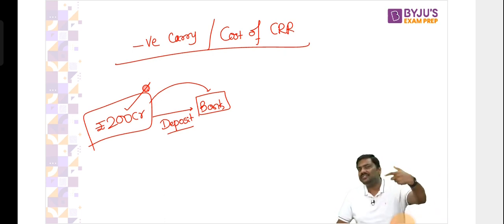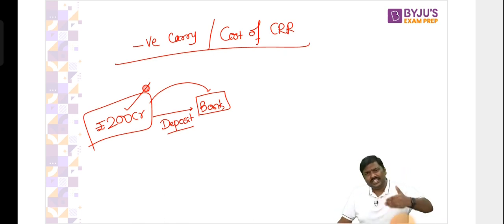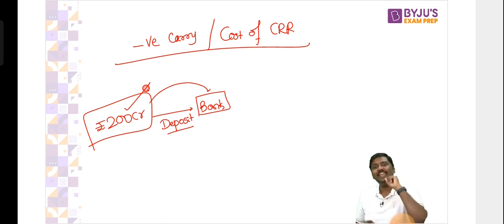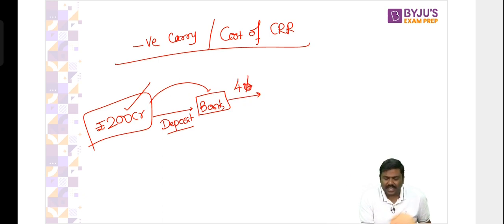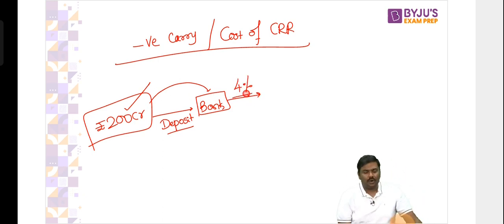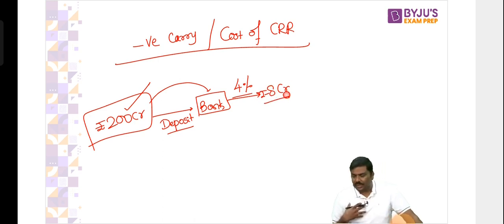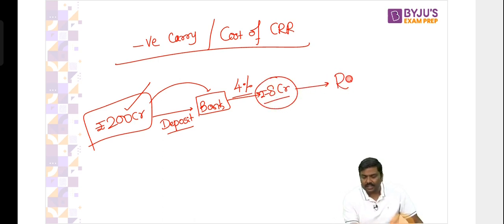Under SLR, you can invest in G securities, which banks do. When you invest in G securities, will you earn interest or returns on it? Of course, yes. But there is one more component, CRR. Imagine CRR is 4%. 4% of 200 crore becomes 8 crore rupees. I will take this 8 crore rupees and deposit it with RBI.